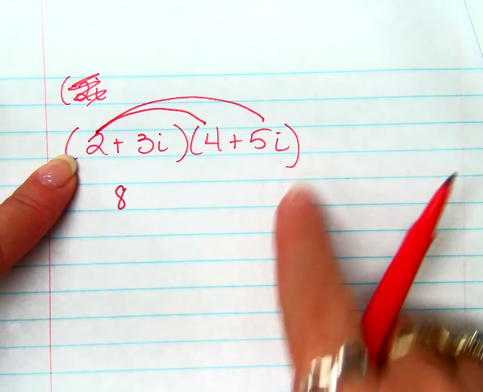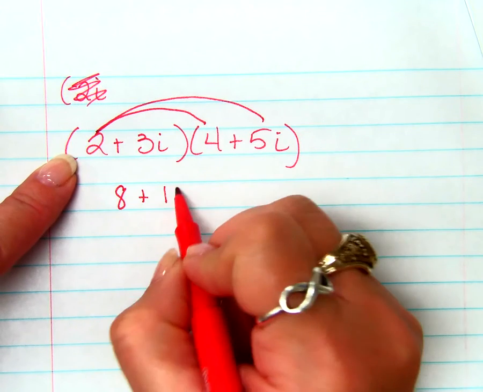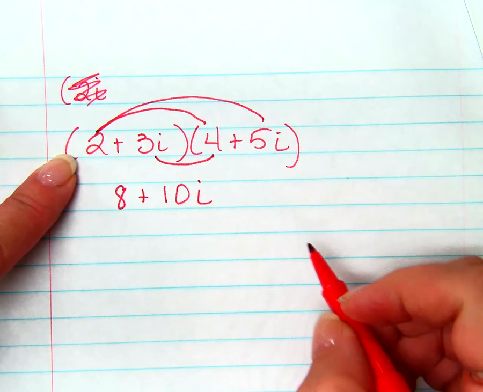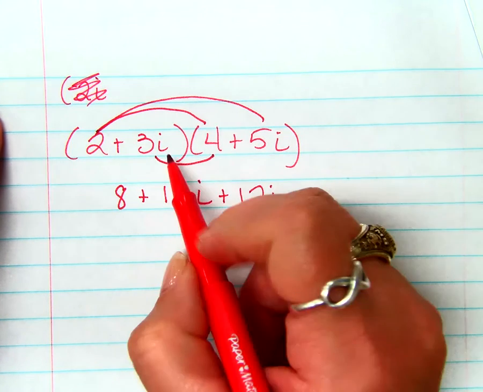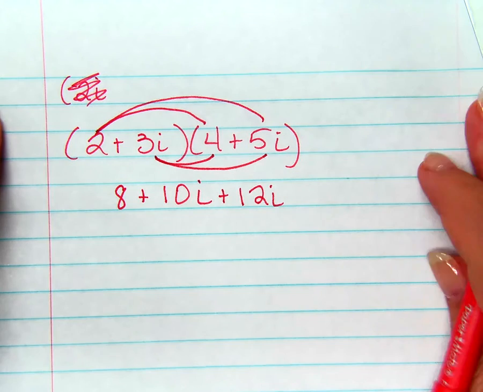What is 2 times 5i? 10i. What is 3i times 4? 12i. What is 3i times 5i?